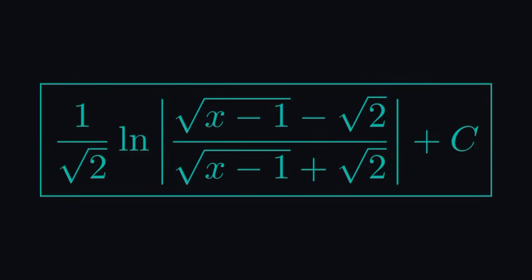The integral of 1 over the quantity x minus 3 times the square root of x minus 1 is 1 over the square root of 2 times the natural logarithm of the absolute value of the square root of x minus 1 minus the square root of 2 over the square root of x minus 1 plus the square root of 2, plus the constant of integration c. This result is valid for x greater than 1 and not equal to 3.